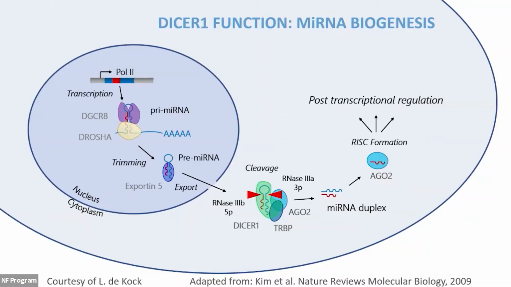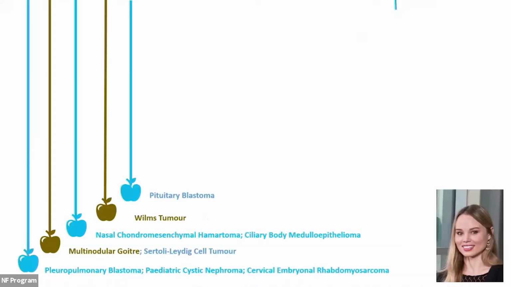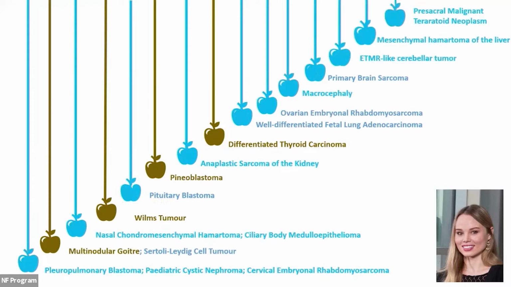So Dicer is a microRNA processor. It cleaves a precursor of a microRNA into a mature microRNA that is further loaded into the Argonaute and regulates transcription there. And as I said, there are more than 15 tumor types. Leanne DeCock is the most talented PhD student I've ever met. She worked very hard to characterize many of these. I want you to have a look at those in brown: multinodular goiter, Wilms tumor, pineoblastoma, and differentiated thyroid carcinoma. And notice that none of these is actually a schwannoma.